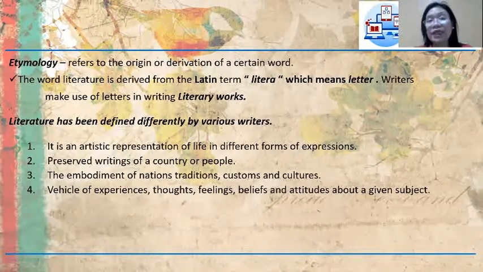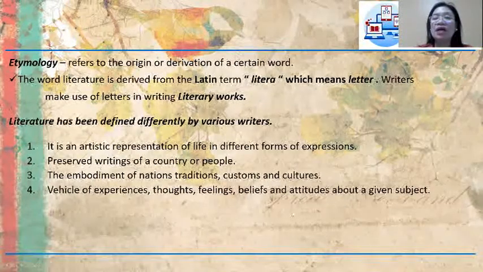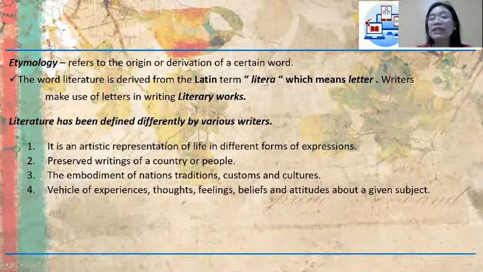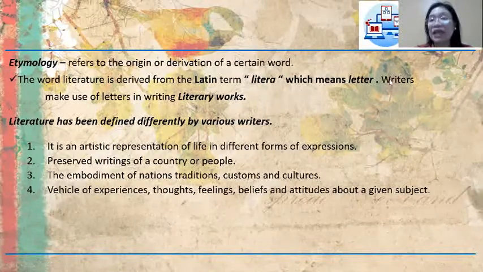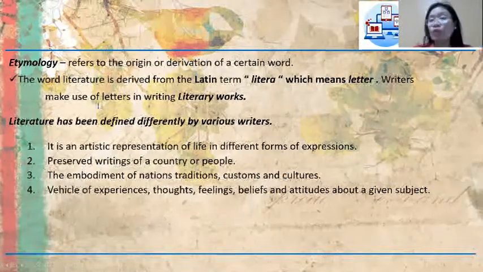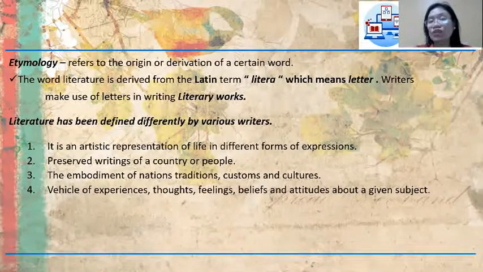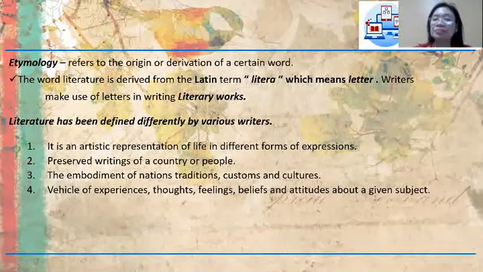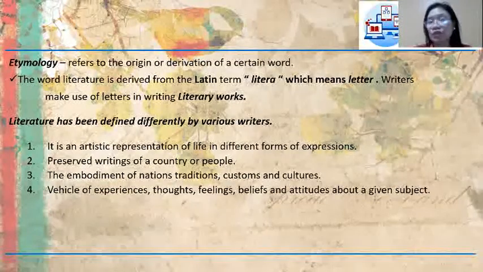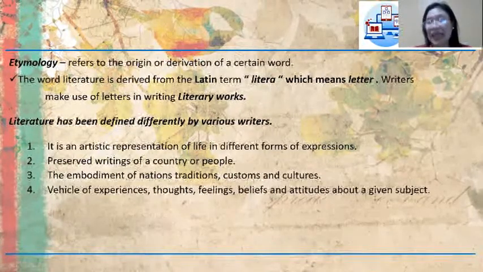Now, etymologically speaking, the word literature is derived from the Latin word litera, which means letter. So writers make use of letters in writing literary works. When you say etymology, it refers to the origin or derivation of a certain word. So this term literature is derived from this Latin word litera, which means letter.